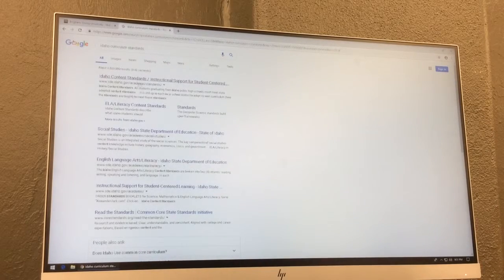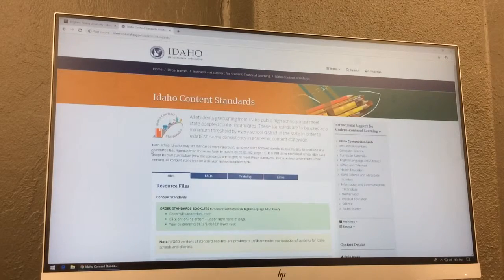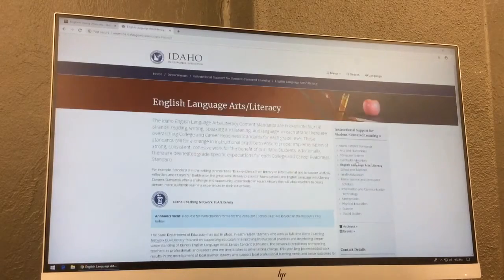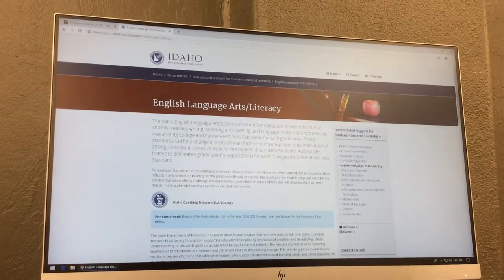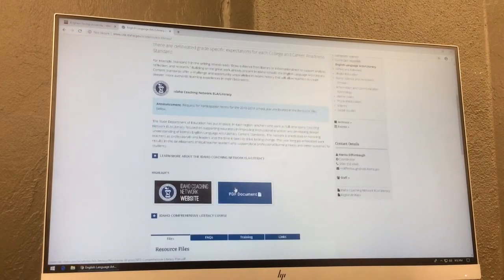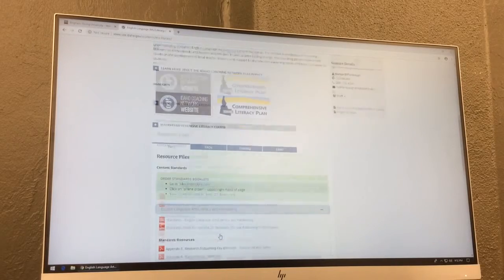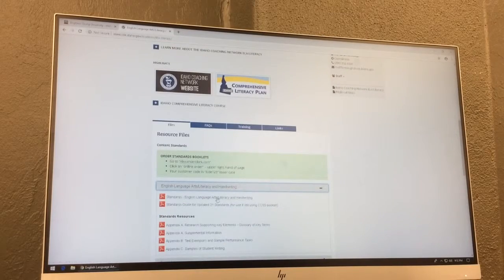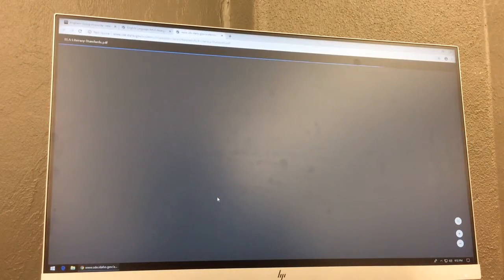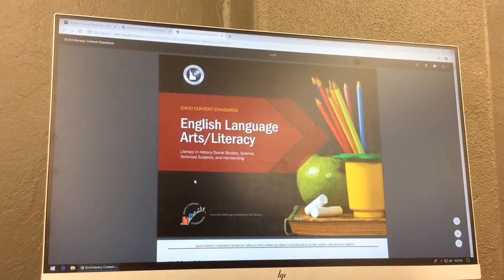I'm going to click on where it says Idaho Content Standards. I could have just clicked on the English Language Arts and Literacy, but I'll click on it over here. And I'm going to scroll down and find the standards where it says English Language Arts, Literacy, and Handwriting. Here are the standards. Downloading the standards.